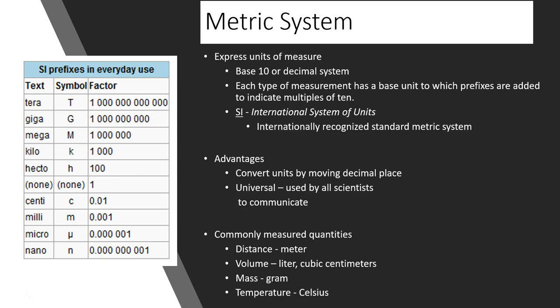The most common measured quantities are distance, volume, mass, and temperature. Each one of them has a specific metric system base unit attached to it. For distance, it is meter. For volume, it is liters. For mass, it is grams. And for temperature, it is Celsius. Over to the left side, you can see prefixes that we would use in case we wanted to convert from that base unit into a larger or a smaller value.